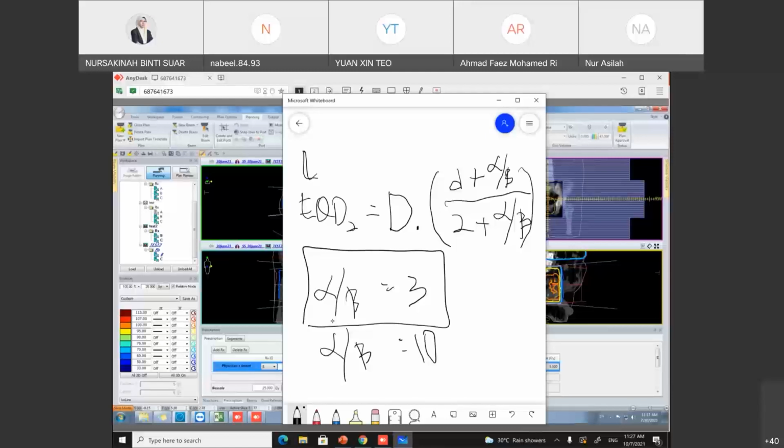So please mark this formula down, because later I want you to calculate the dose for me. Okay, when you're done, please tell me. I will turn off this board.